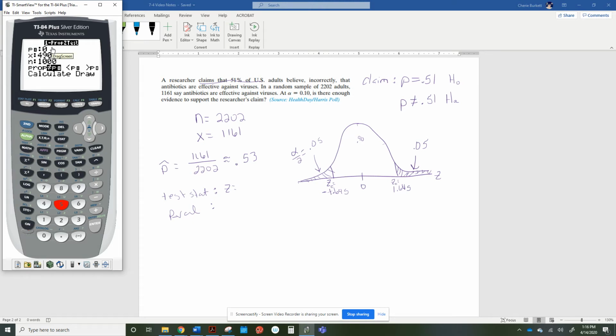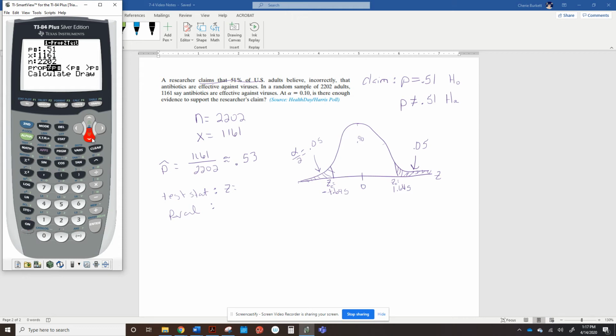And they want to know what the p-value is. So the p-value is what we have up here. It's our claim. That's always going to be our claim. P sub O, that's going to be our claim. So it's going to be 0.51. And then how many people said yes? 1161. And how many people were there in the sample?